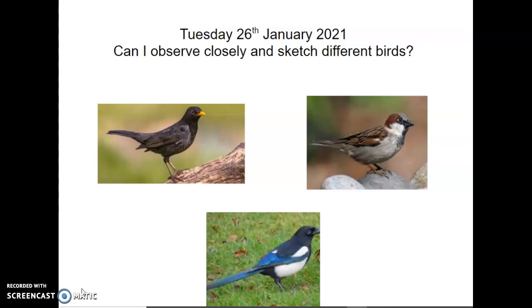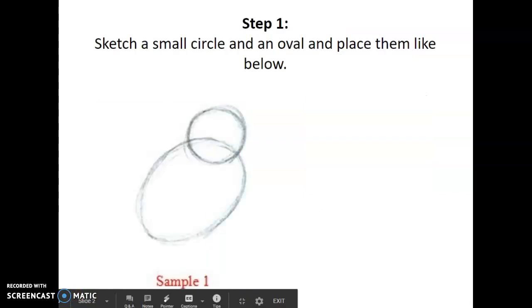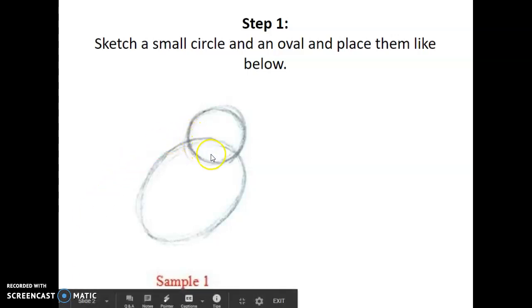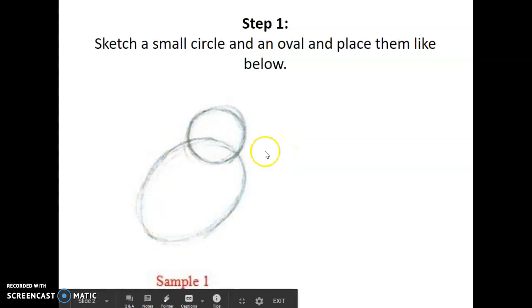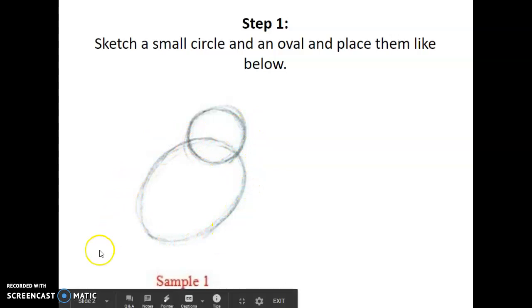But what I'm going to do now is I'm just going to show you how you're going to do it. Okay, so step one, okay? Now, what you need to do is you need to sketch a small circle. Can you see the small circle here? And then you do an oval. Here is your oval, and you place them like that. Okay, so try to do it in this way. And then, so that was step one. And remember, you're looking at the bird that you've chosen, okay?